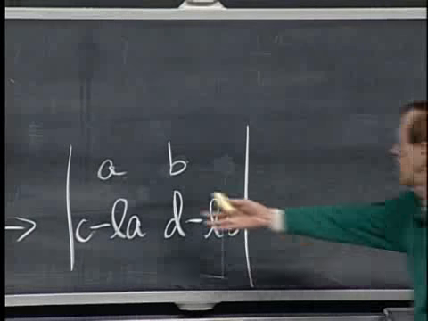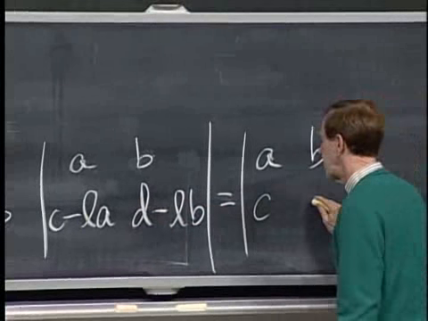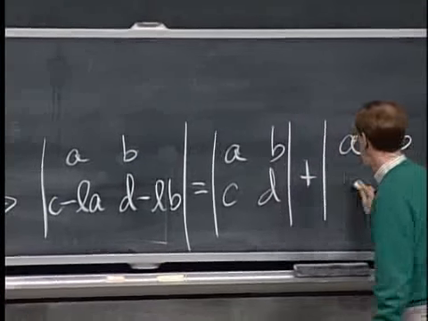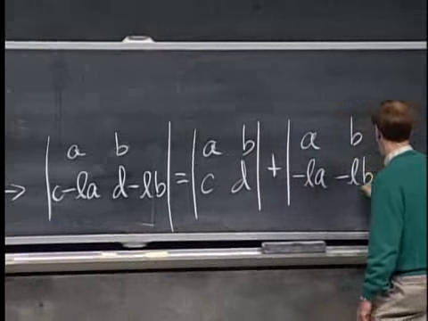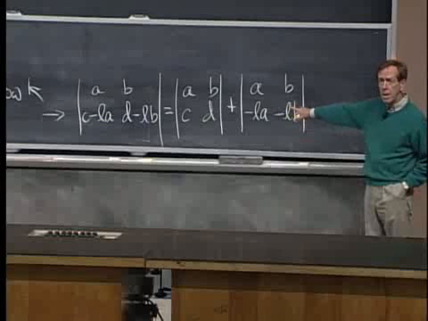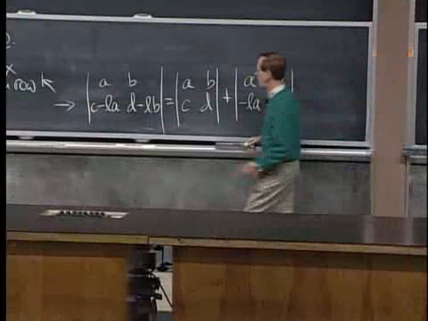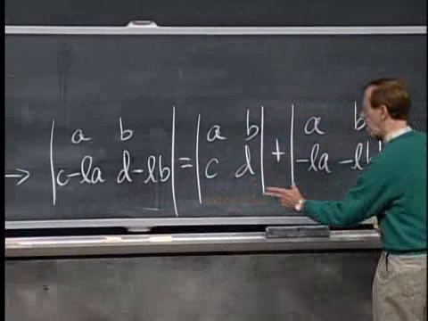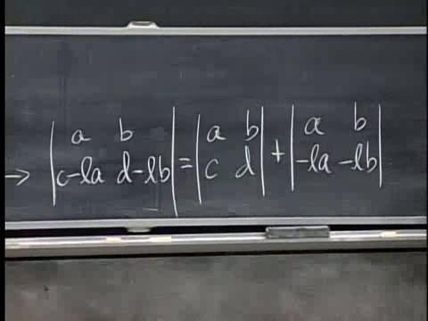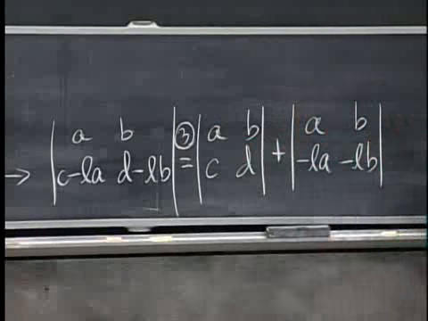So what property? Well, of course, I'm keeping the first row the same. And the second row has a C and a D. And then there's the determinant of the A and the B, and the minus LA, and the minus LB. So what property was that? 3B. I kept one row the same, and I had a combination in the other row, and I just separated it out. Okay. So that's property 3. This is number 3, 3B if you like.